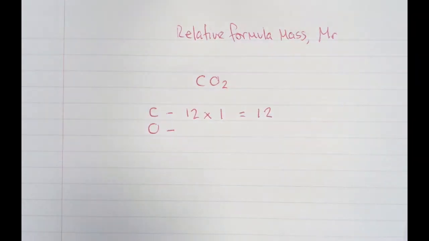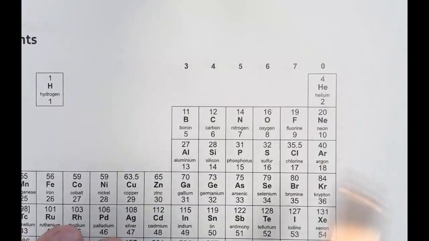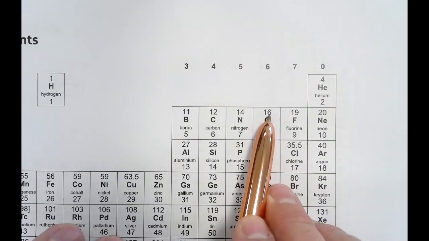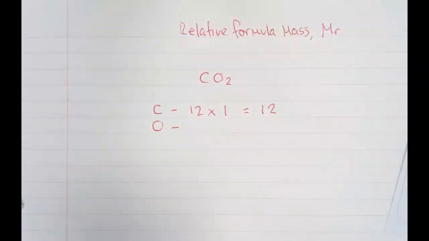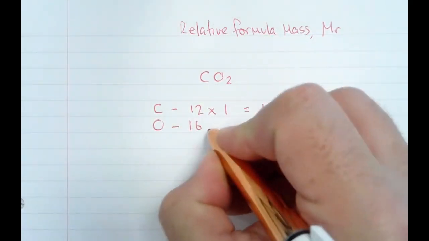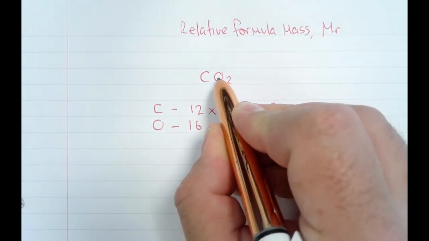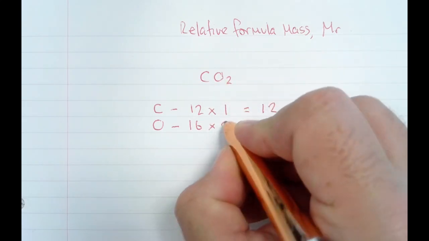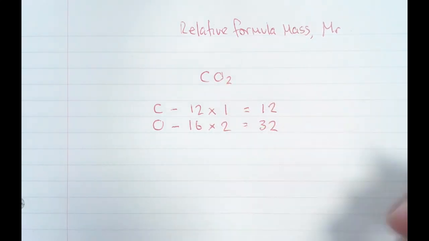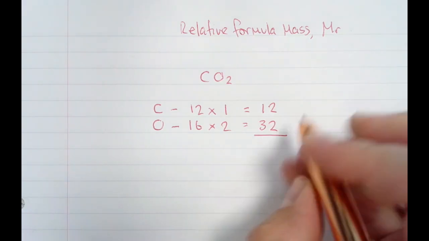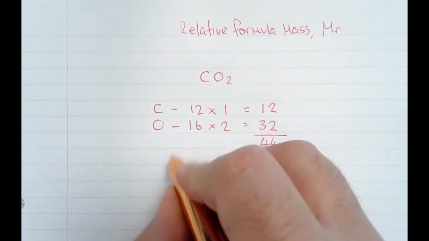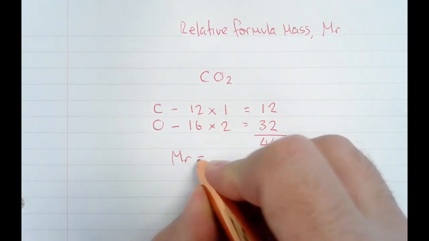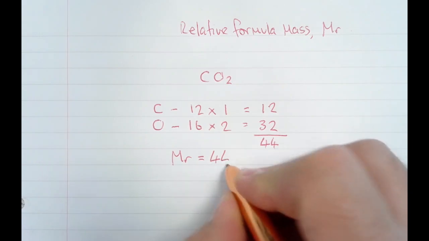Next we'll look for oxygen, and as we can see from our periodic table, oxygen has a relative atomic mass of 16, so one atom of oxygen has a mass of 16 mass units, but this time we have a subscript attached to the oxygen, so that means there are two oxygen atoms, so we'll multiply that by 2, which gives us 32. Add those two together, 12 plus 32 gives us 44, so the relative formula mass of carbon dioxide is 44.